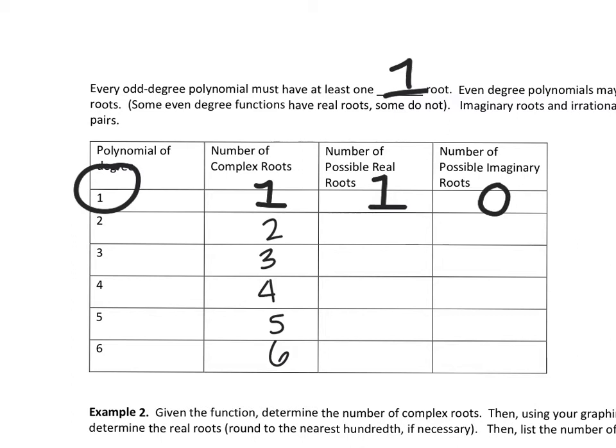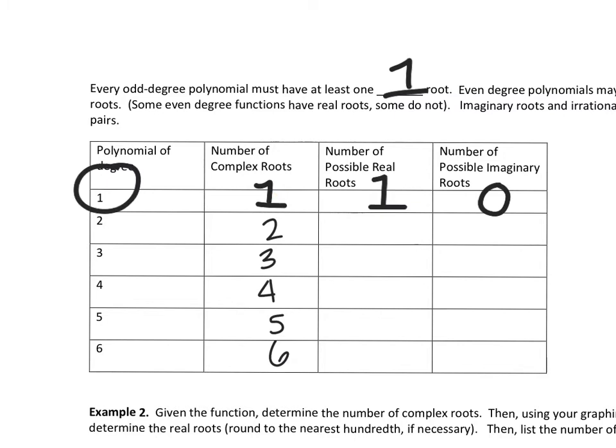When you're filling out this chart, looking at each degree function, you have to recognize that imaginary roots come in pairs. You cannot just have one imaginary root. You either have to have 0 imaginary roots, 2 imaginary roots, 4 imaginary roots, 6 imaginary roots, etc., because they come in groups of 2. Another thing you have to look at is that the number of real roots plus the number of imaginary roots has to add up to the number of complex roots. So in our first row, 0 plus 1 adds up to 1.